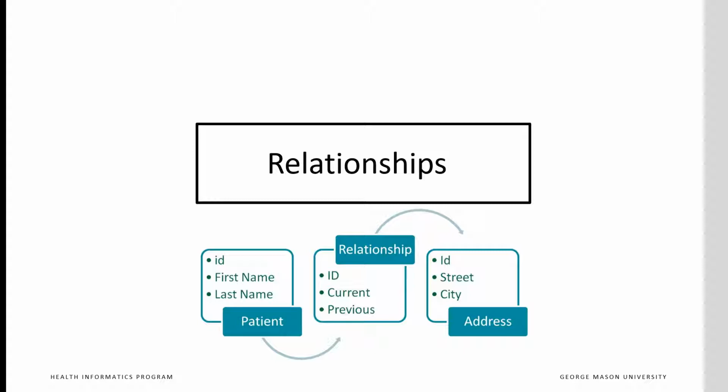ER diagrams describe the entities that should be included in the database as tables and the relationship among these entities. Here we see two entities, one describing the patient and the other street addresses. The relationship between these two entities is described by another table called relationship. This table indicates if the address is current or old.